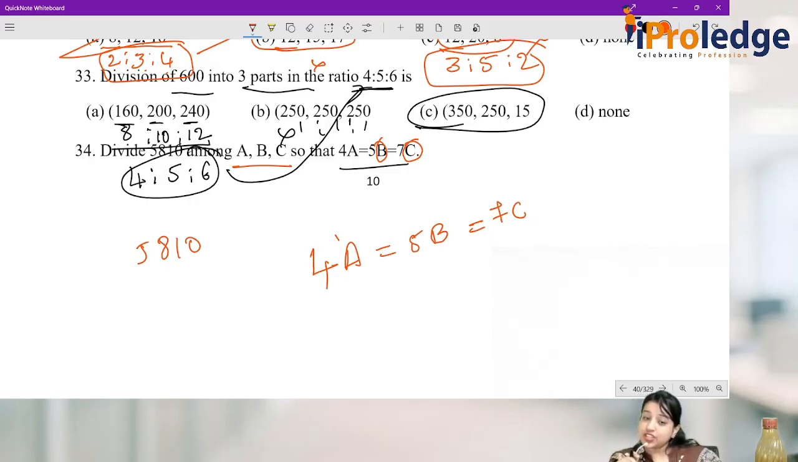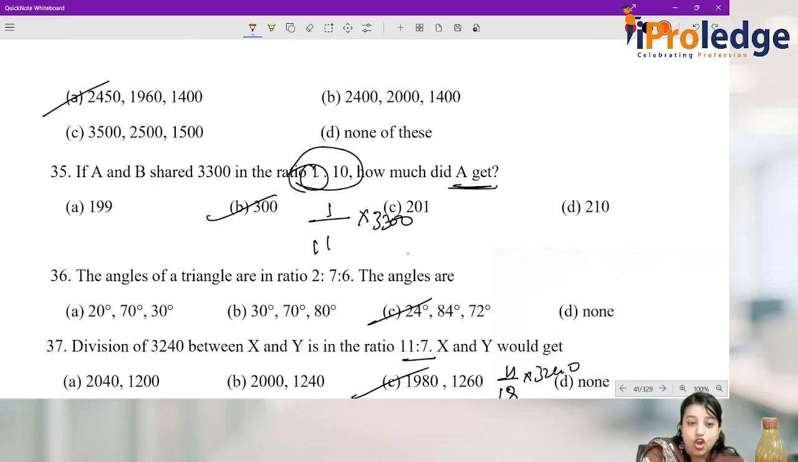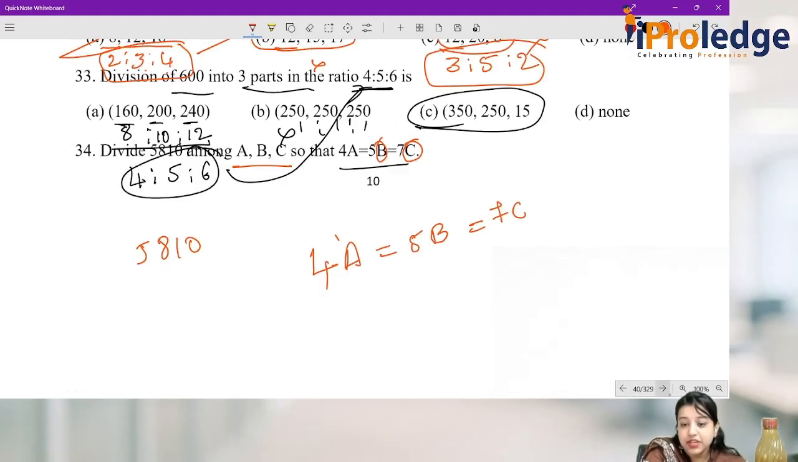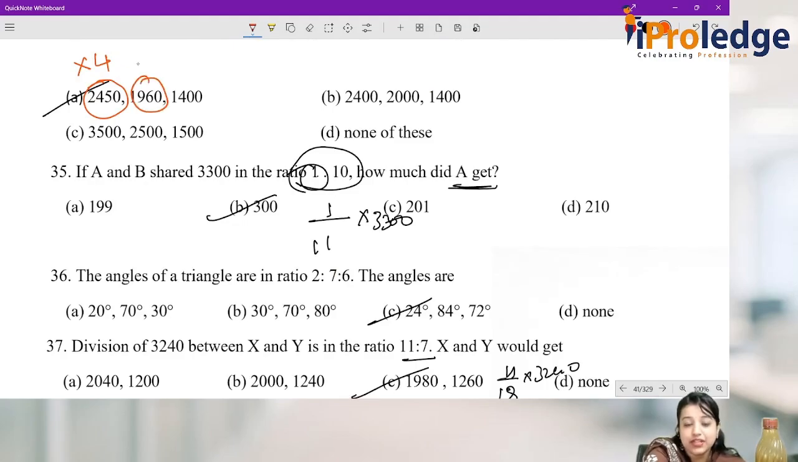Now if A's amount is multiplied with 4, B's amount multiplied with 5 and C's amount multiplied with 7, all the numbers will be equal. You can check it for option A. You have to multiply the number with A by 4, with B by 5 and with C by 7. You multiply it and check it once.